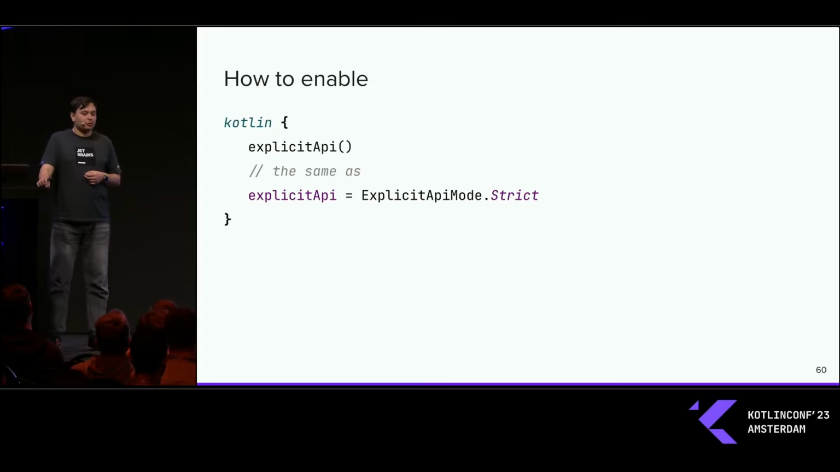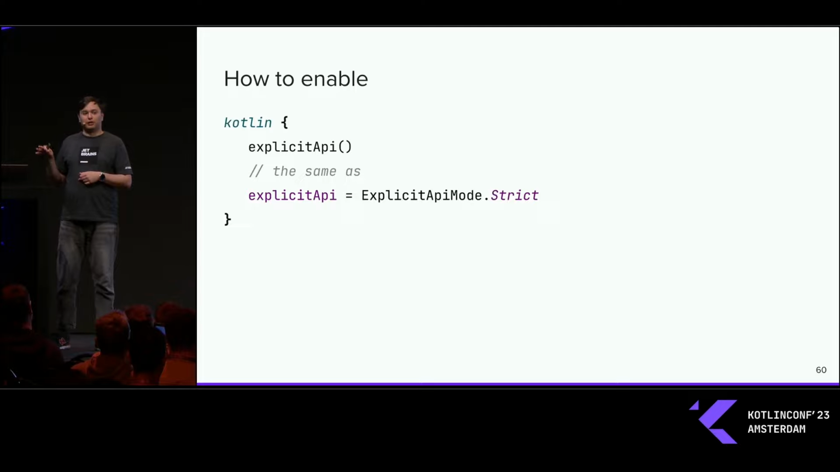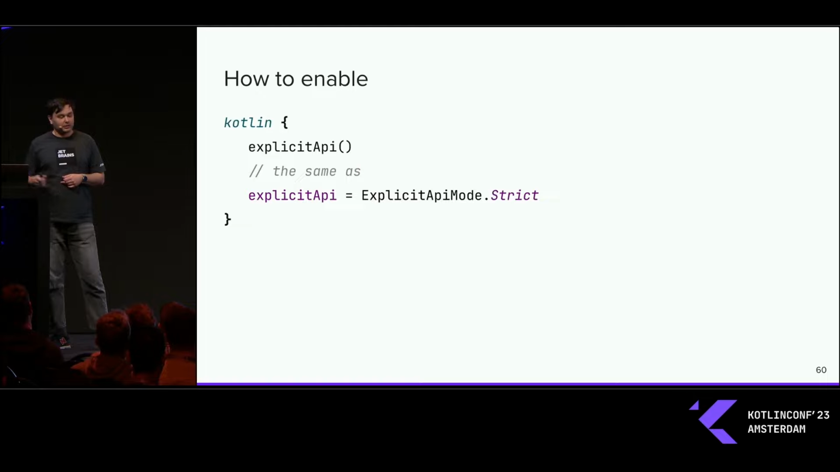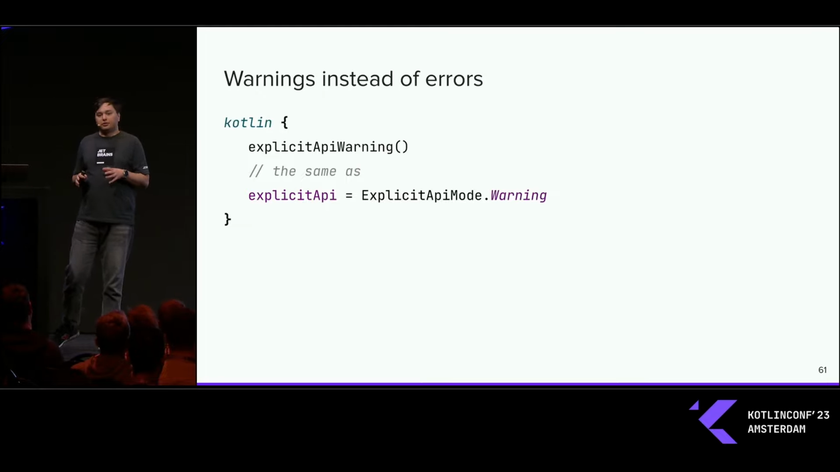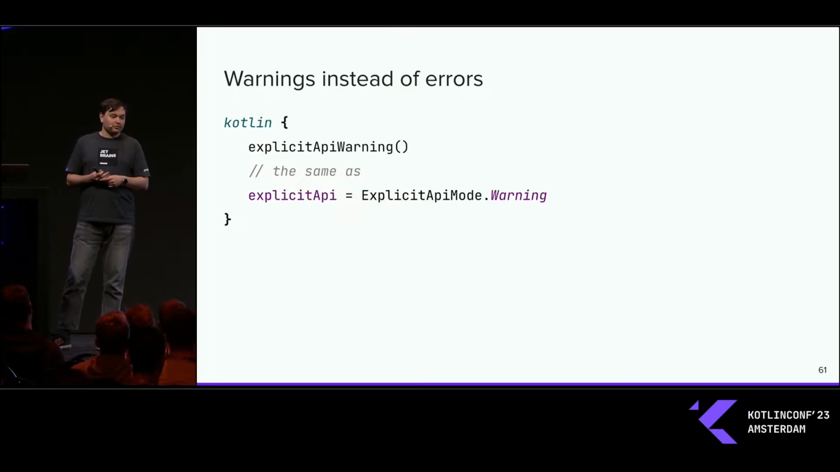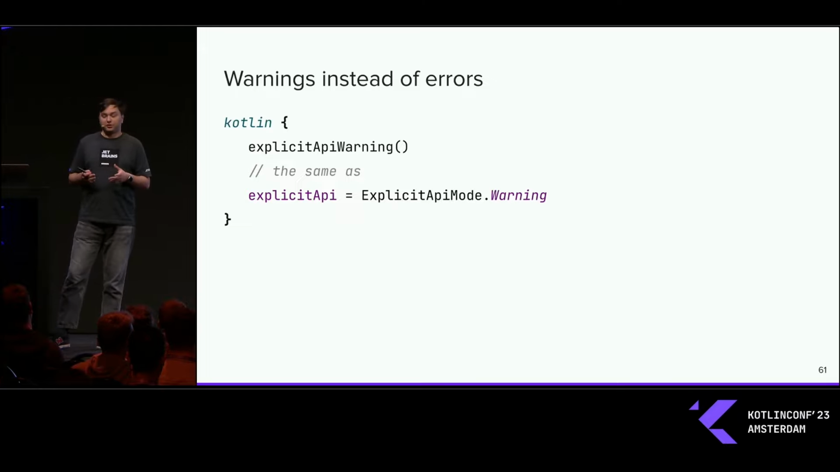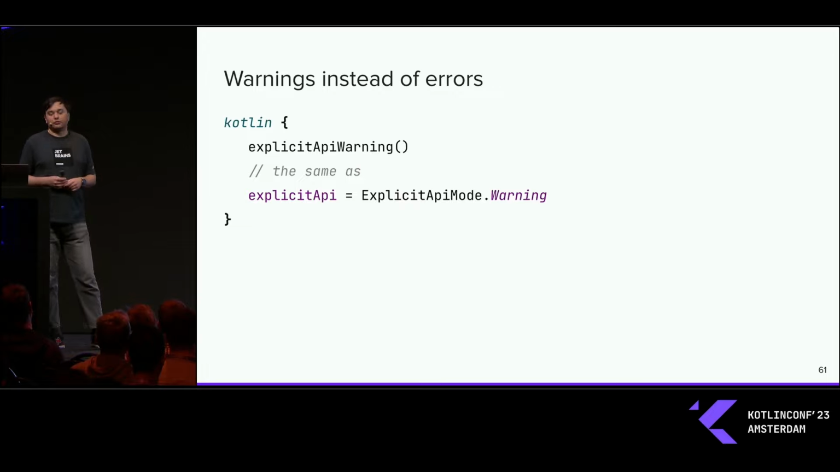So if you want to enable explicit API mode in your project, everything you should do is just call explicitApi() in the Kotlin configuration block, or use assignment: explicitApi = ExplicitApiMode.Strict. This setup will give you compiler errors on the issues I've shown you, like missing explicit visibility and explicit return type. But if your project is quite large and you are afraid to introduce so many compilation errors at once, you can use warning mode. That will obviously emit warnings instead of errors for issues like that.